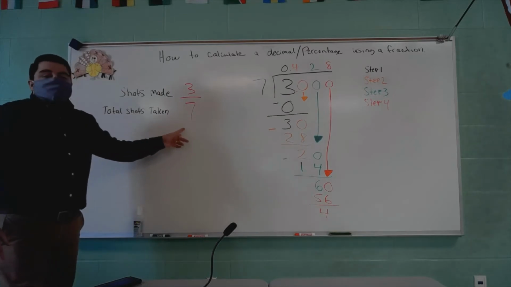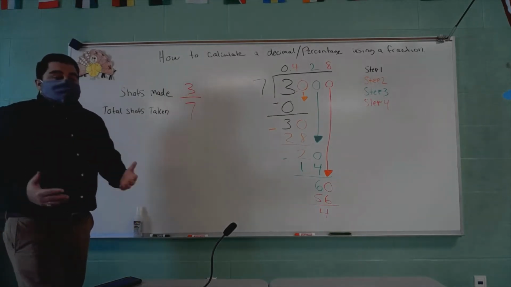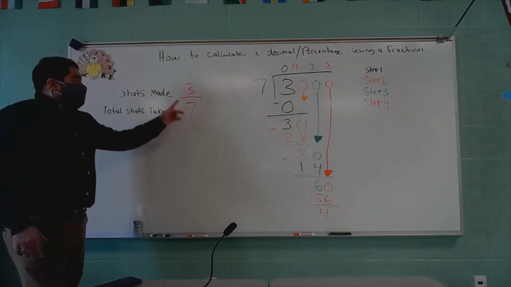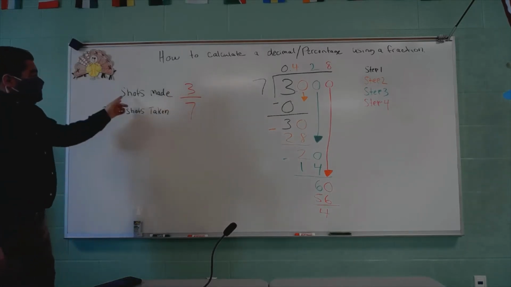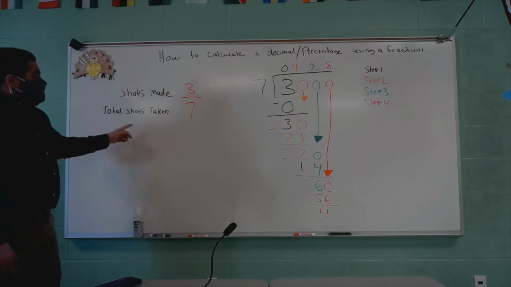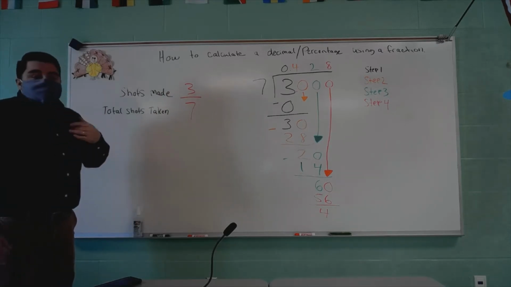times, that's my total shots taken. Out of those 7 shots, if I make 3, that would be the number on top. You have the numerator and the denominator, right? So the shots made right here, shots taken right here. I want to know what was my percentage, right?